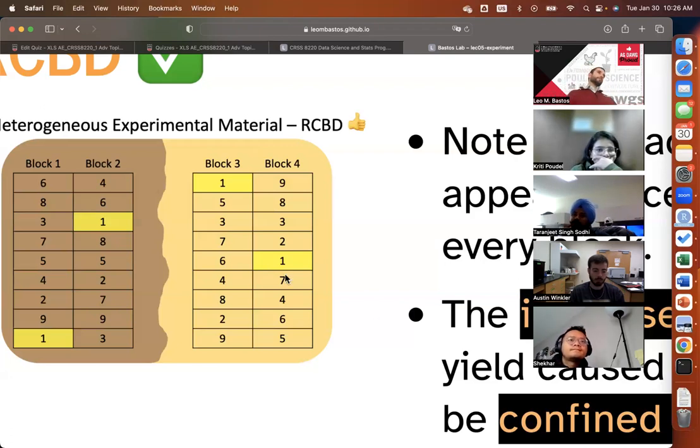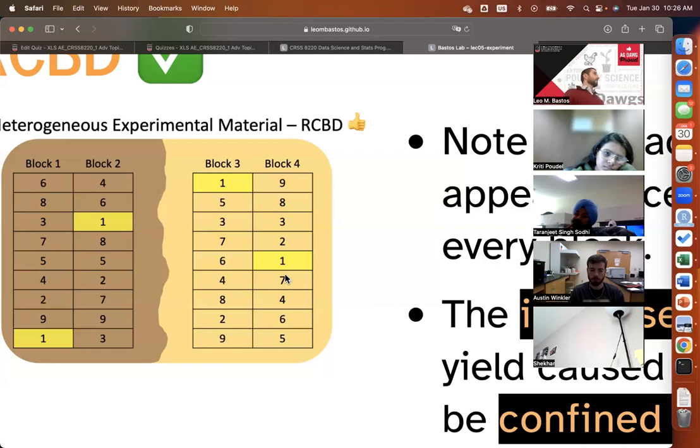But I have a question. So, RCBD is good for everything that is related to soil, or things that have to do with fertilizers. But what if we want to study atmospheric carbon sequestration levels, where we are not considering soil type in that case? Then would CRD be good, or even then do we have to go for RCBD?